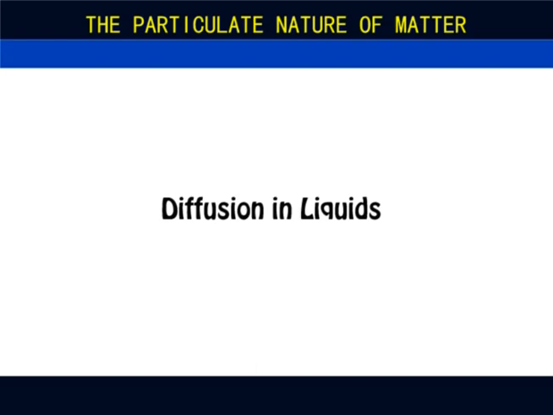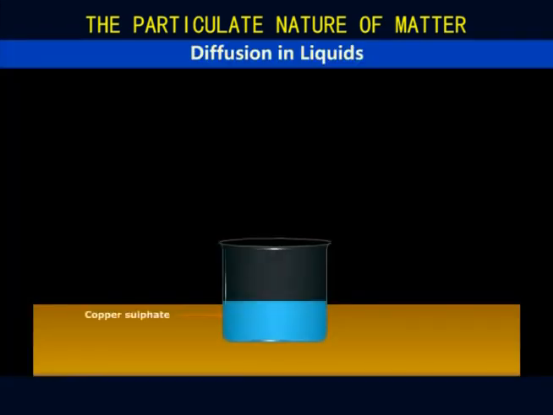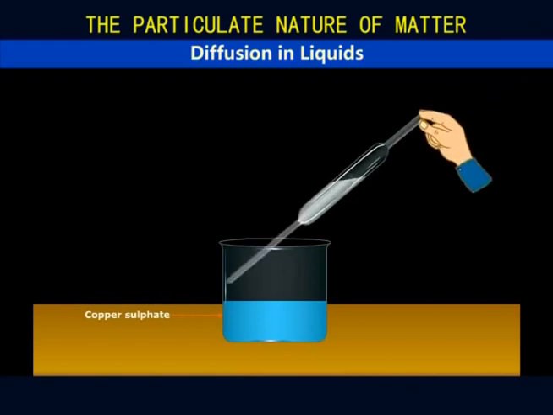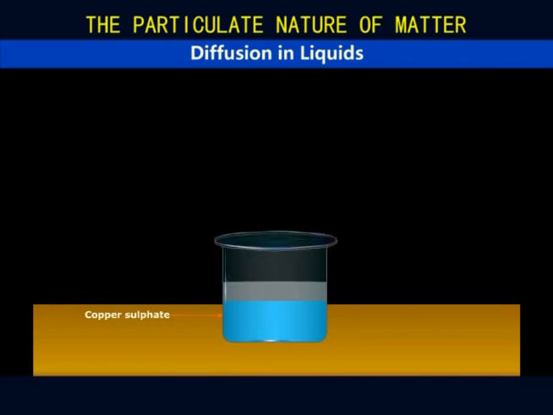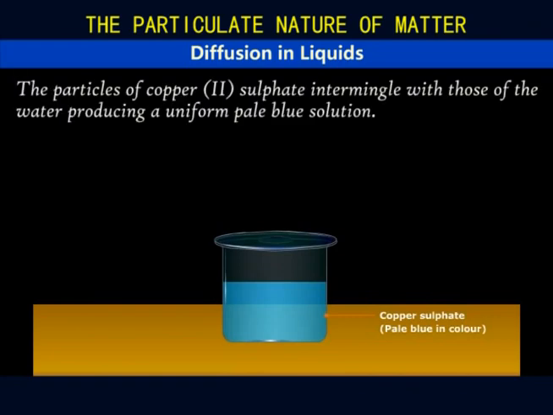Diffusion in liquids. We take some saturated solution of copper-2 sulfate in a beaker. With the pipette, we add some water to the solution of copper-2 sulfate carefully so that it forms a separate layer on top of the blue solution. We cover the beaker and leave it undisturbed. Initially, water floats on the surface of the copper-2 sulfate solution because it is less dense. After some time, the two are completely mixed and the blue color becomes pale. This happens because the particles of copper-2 sulfate intermingle with those of water.